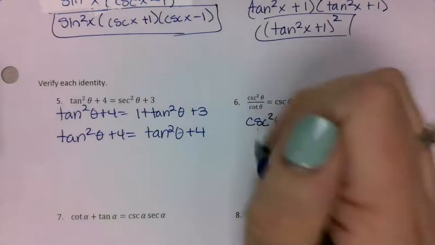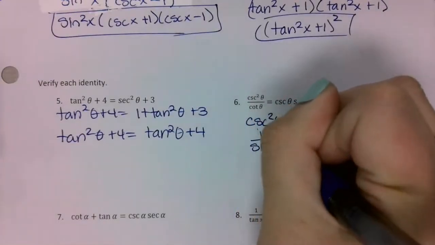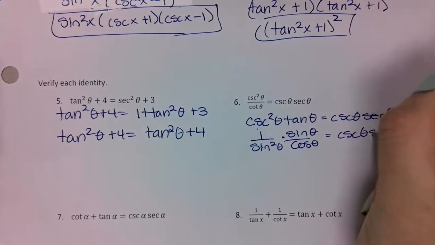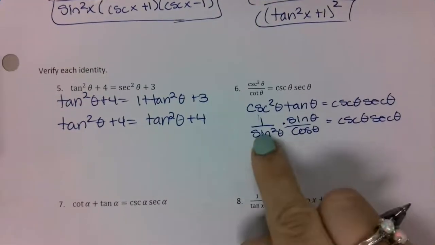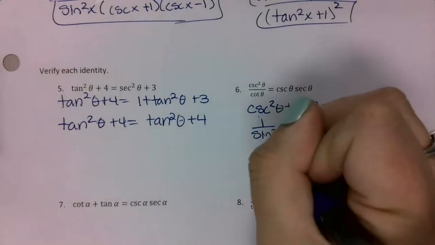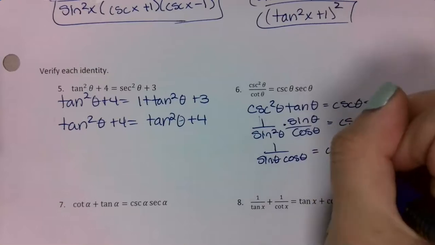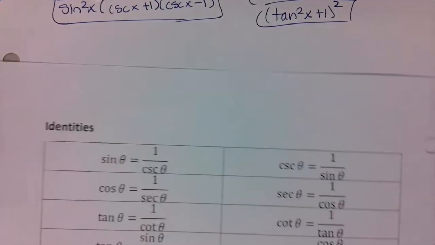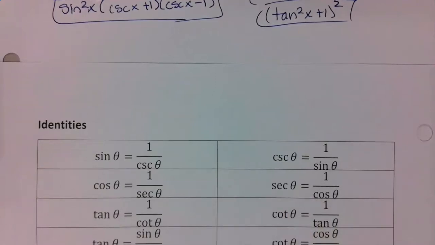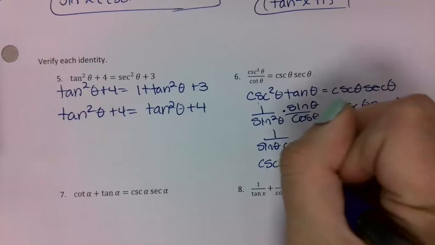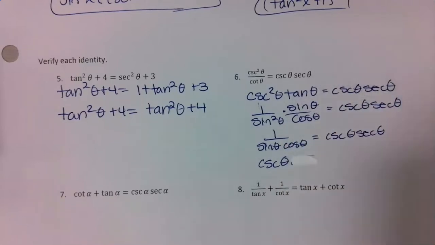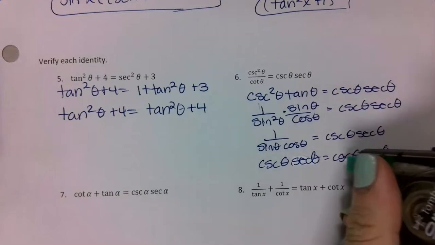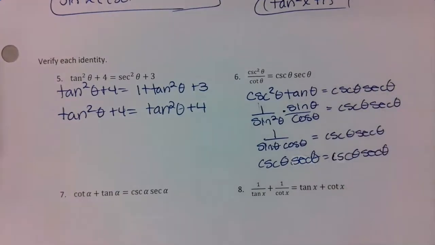Then I'm going to go ahead and rewrite these. Cosecant squared is the same thing as 1 over sine squared. Tangent is sine over cosine. Then if I multiply these together, the sines will cancel out. So I have 1 over sine theta cosine theta equals cosecant theta secant theta. Then these are both on the denominator, so I can use my reciprocal identities. 1 over sine is cosecant, 1 over cosine is secant. So this will give me what I want. Oops, secant. So now that my sides match, I am done.